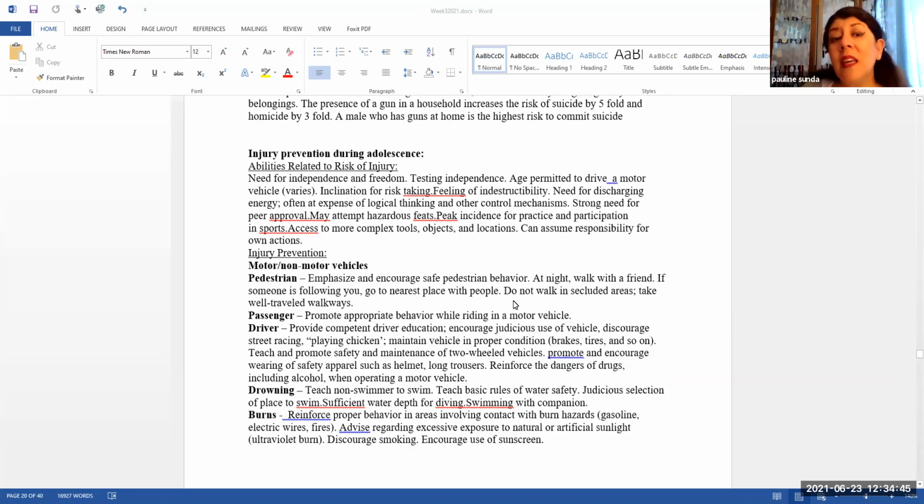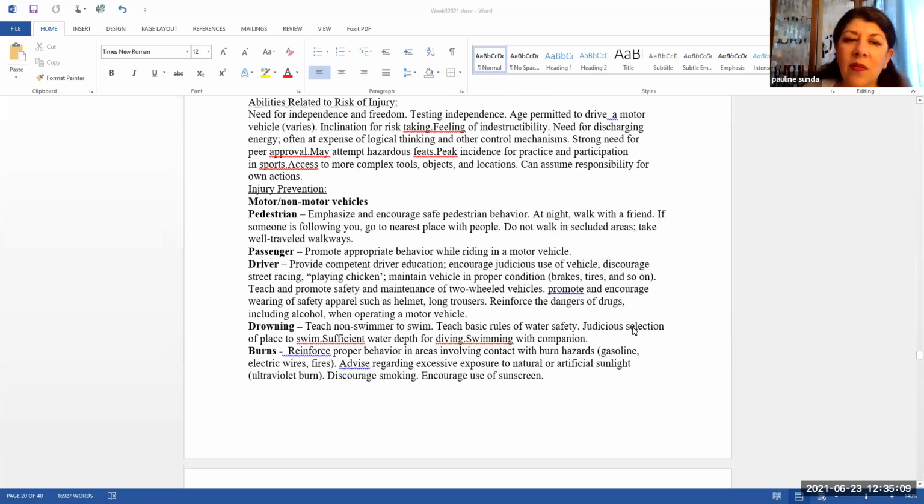Let's talk about some injury prevention during adolescence. So obviously here they have a need for independence and freedom. They are testing that independence. They may be able to drive. They've got that feeling of invincibility. They are in sports. They might attempt hazardous feats.